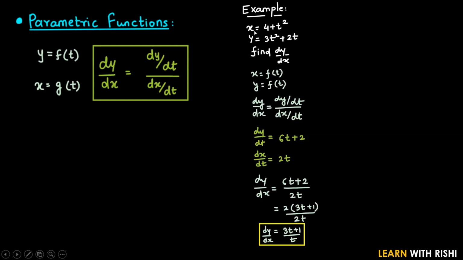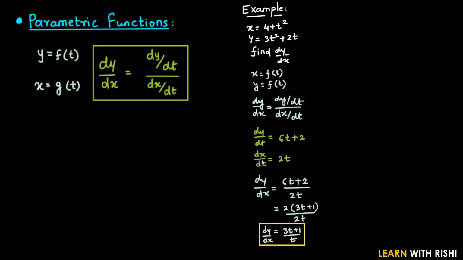So we have two functions, x is equal to 4 plus t square and y is equal to 3t square plus 2t. And now we have to find dy by dx. Here you can see x is a function of t as well as y is a function of t. So first we'll find dy by dt, means we'll differentiate y with respect to t. So this will become 6t plus derivative of 2t is 2. And dx by dt will be derivative of 4 is 0 plus derivative of t square is 2t.